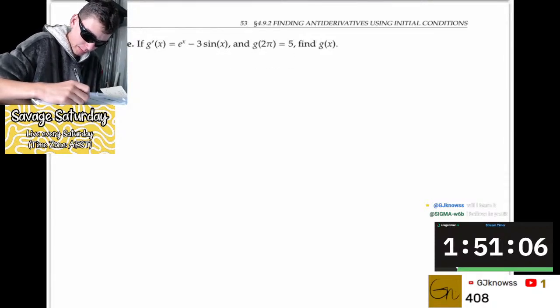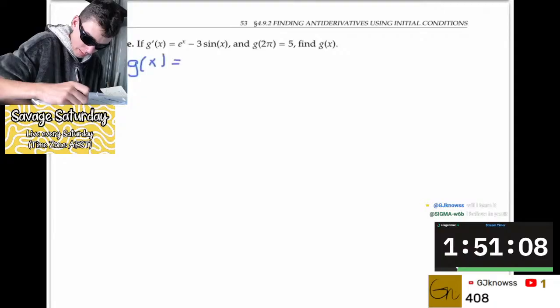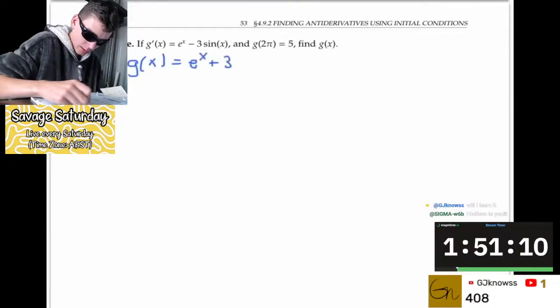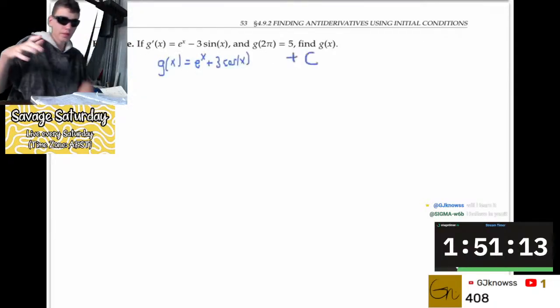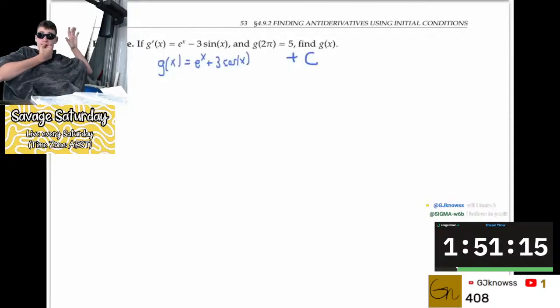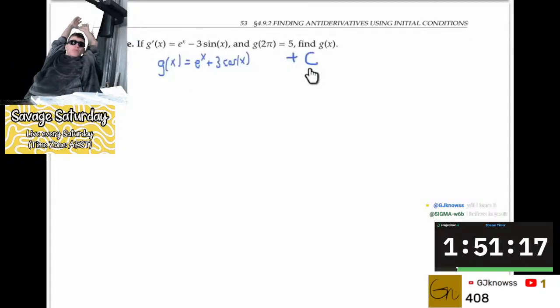Well, g of x is an antiderivative of e to the x minus 3 sine x, so g of x is of the form e to the x plus 3 cosine of x, plus a constant c. That's because the derivative of e to the x is e to the x, the derivative of cosine x is minus sine x, and the derivative of a constant is just 0.